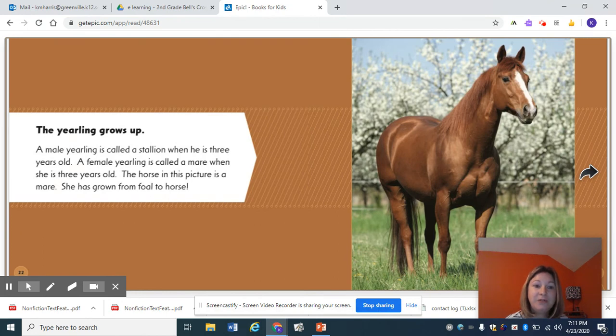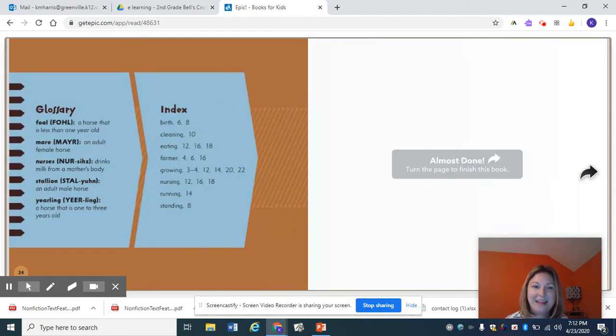The yearling grows up. A male yearling is called a stallion when it is 3 years old. A female yearling is called a mare when she is 3 years old. The horse in the picture is a mare. She has grown from foal to horse. Beautiful. And so that shows me we are almost done.